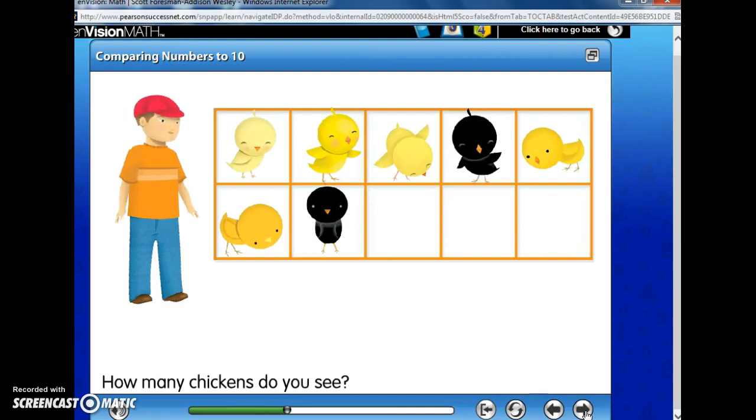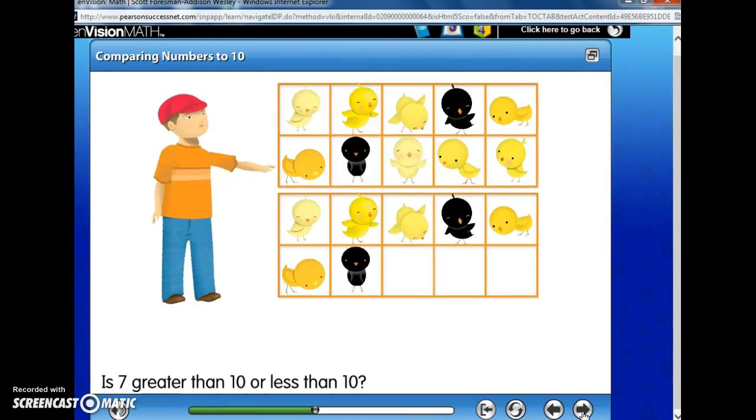How many chickens do you see now? Can everyone tell me? Let's count them. 1, 2, 3, 4, 5, 6, 7. So how many chickens are there now? 7. There are 7 chickens. Is 7 greater than 10 or less than 10? Try to tell your neighbor, is it greater than 10 or less than 10? Sophie and Wyatt, you should talk to each other. Chelsea next.